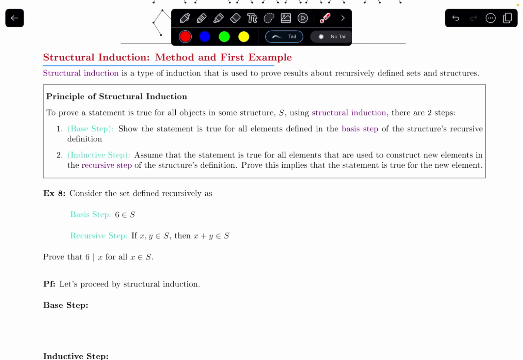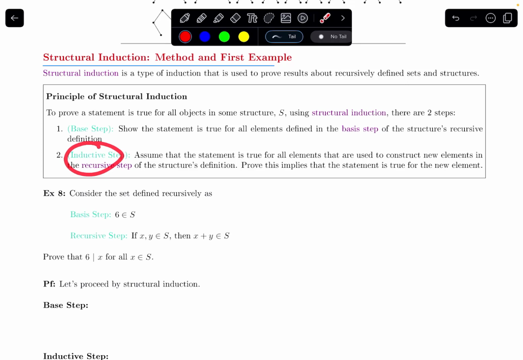Okay, so in structural induction, in the base step, what we do is show that whatever we're trying to prove is true for these initial elements. So for my example, I'm going to try to show a certain thing is true about this element 6. In this example, what are we trying to prove? We are going to try to prove that 6 divides any element of our set. So in this base step, I would try to show that 6 divides 6, which we can see is clearly true, but we'll write it down in the proof. Okay, that's the base step.